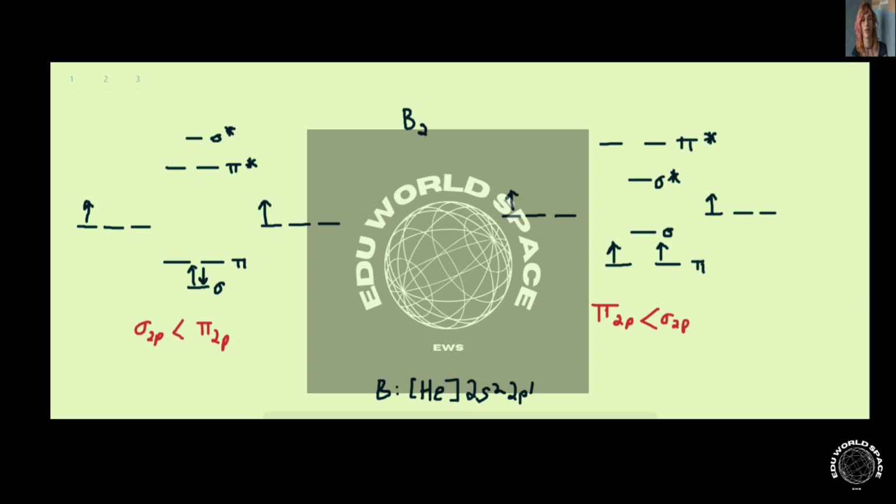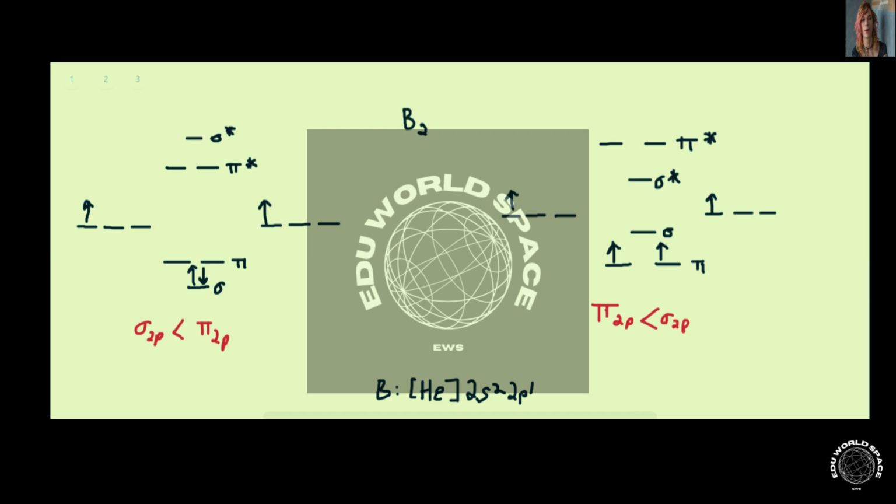Now remember what paramagnetism is. You can know if a molecule is paramagnetic if it has unpaired electrons in its molecular orbitals. Now, B2 is paramagnetic. So let's say we did the standard model where sigma 2p is lower than pi 2p. We can see that our electrons would go into our sigma bonding orbital. They would be paired up. You would have no unpaired electrons.